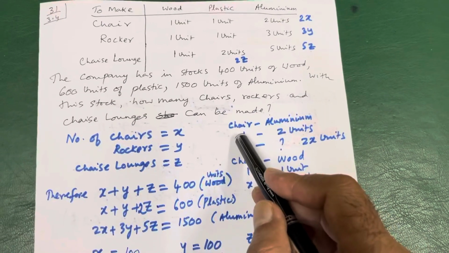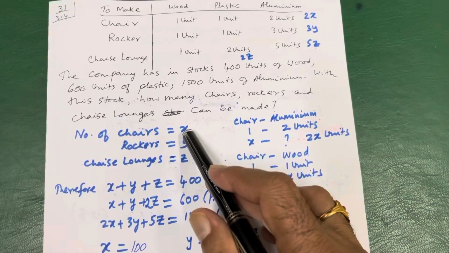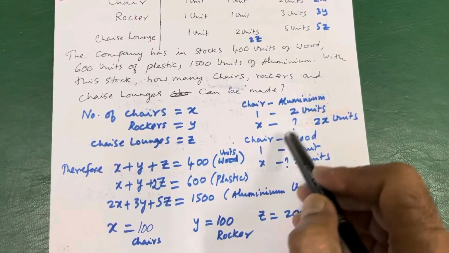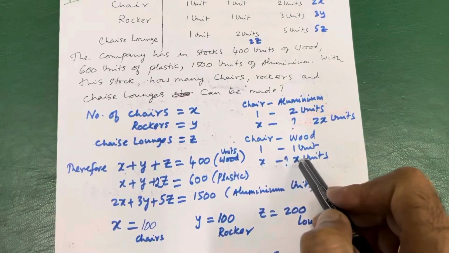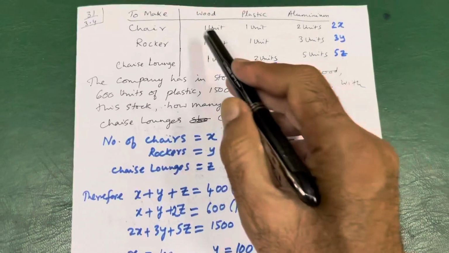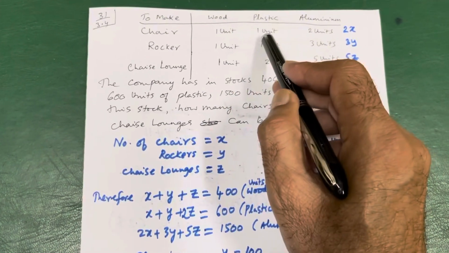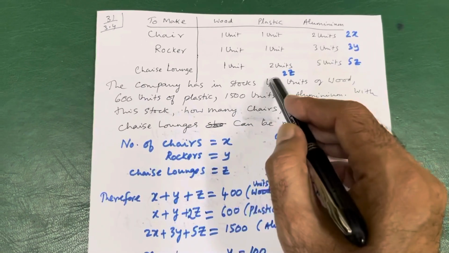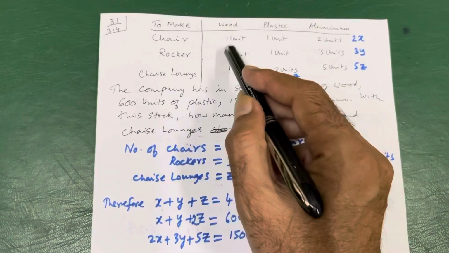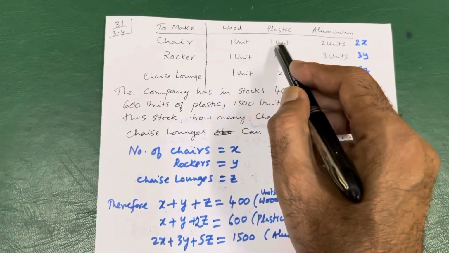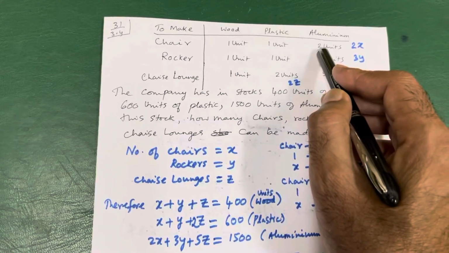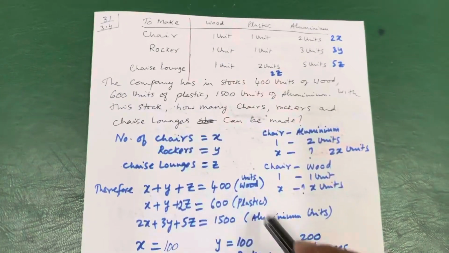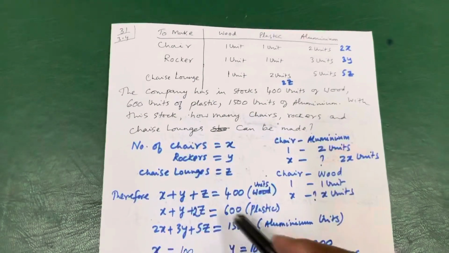Suppose to make 1 chair I need 2 units of aluminum. I want to make x chairs, so I need 2x units of aluminum. To make 1 chair I need 1 unit of wood, so x chairs will need x units of wood. So x units of wood, x units of plastic, and 2x units of aluminum I will pick up from the factory, and I will make x chairs. Similarly, y number of rockers, similarly z number of chaise lounges.